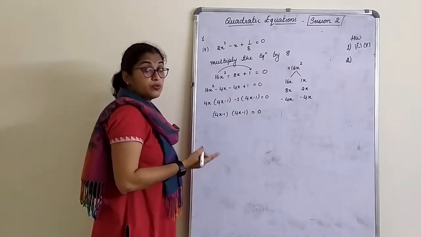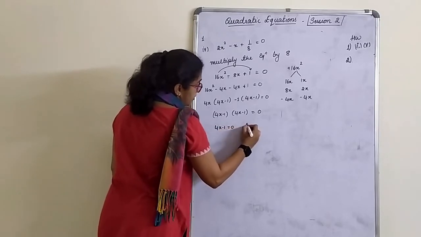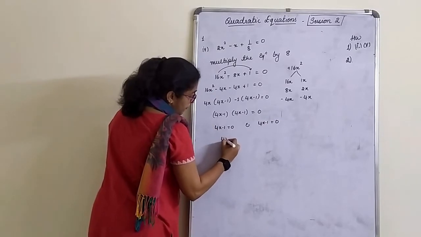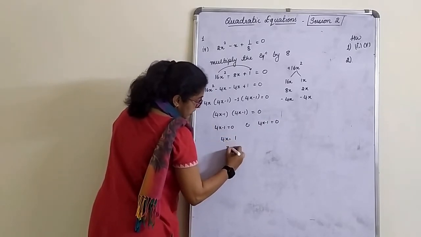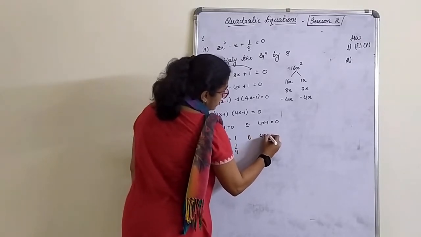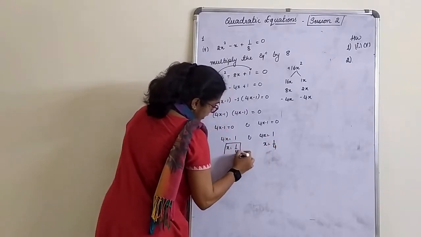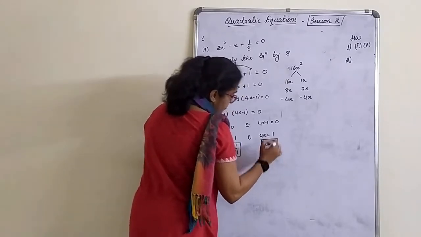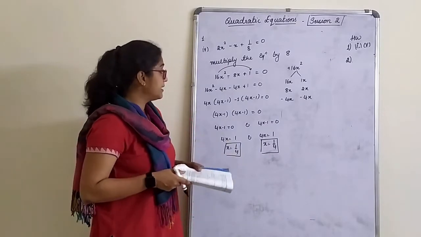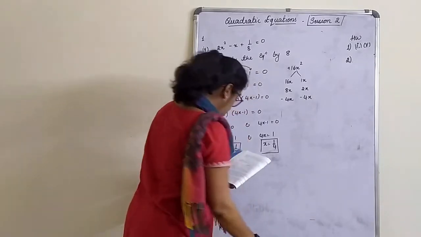True, because 4x minus 1 whole square it is. So 4x minus 1 is equal to 0 and 4x minus 1 is equal to 0. 4x is equal to plus 1, x is equal to 1 by 4, and 4x is equal to plus 1, x is equal to 1 by 4. They have equal roots. This is how you solve the quadratic equation by factorization method. So let's quickly go with the next one.